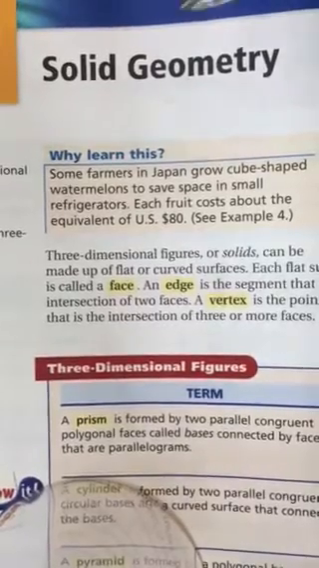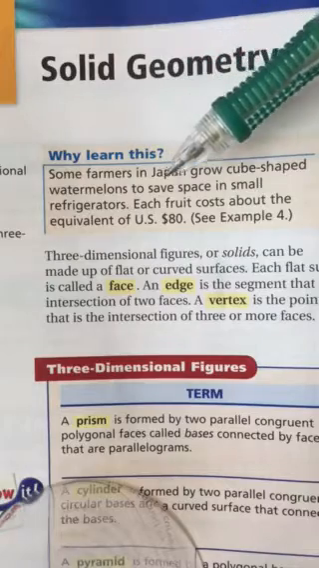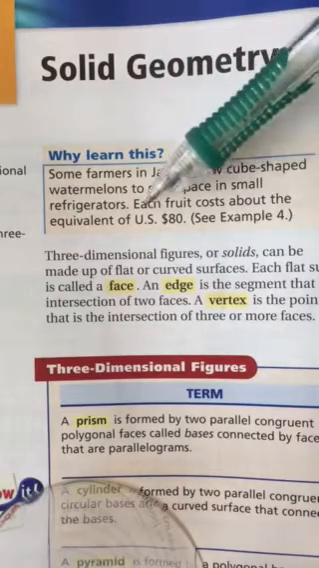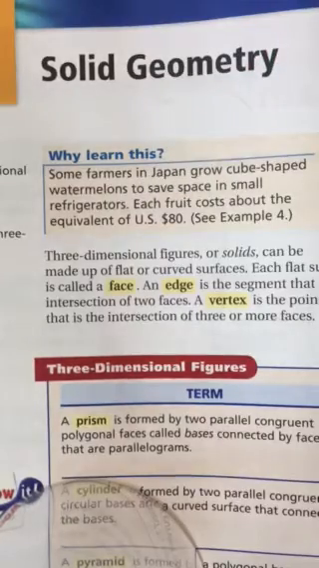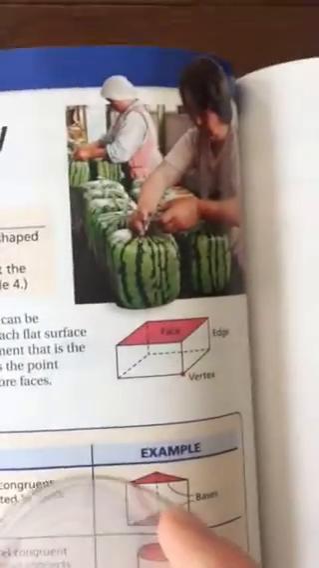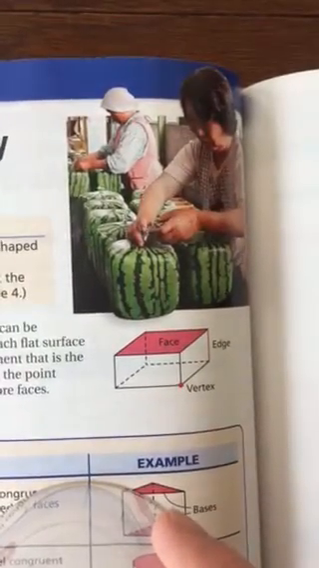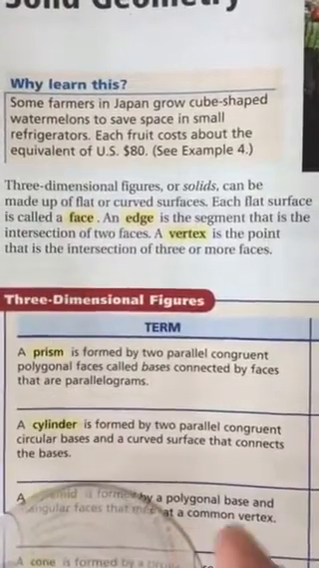So let's start with why I learned this. Some farmers in Japan grow cube-shaped watermelons to save space in small refrigerators. Each fruit costs about the equivalent of $80 US. Can you imagine fruit that costs $80? Look at those watermelons. That's pretty cool. All right, let's move on to the introduction to the lesson.